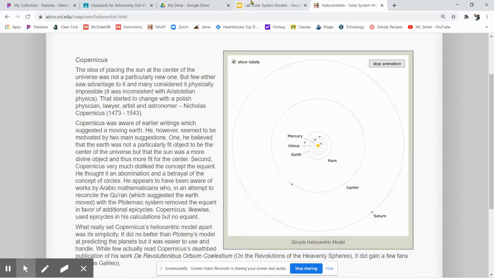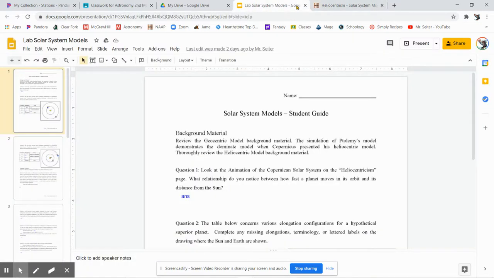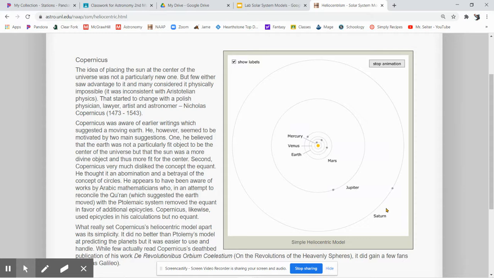And the question again, let's look at the question. Look at the animation. What relationship do you notice between how fast a planet moves in its orbit and its distance from the sun? Well, we can tell just by looking at this for a second. The closer the planet is, it looks like the faster it moves. All right. So the closer the planets are, and as a matter of fact, Earth takes 1 year. I believe Mercury takes 88 days.